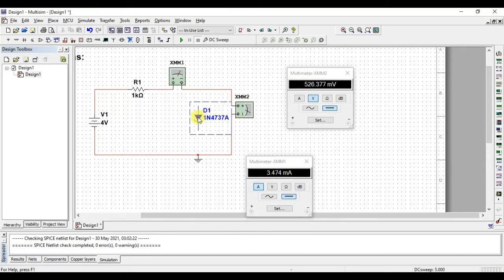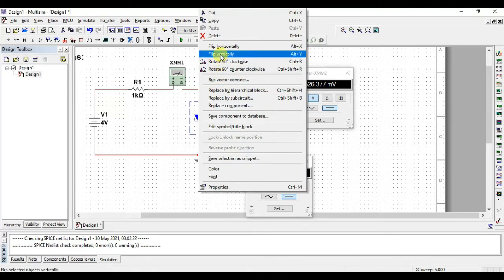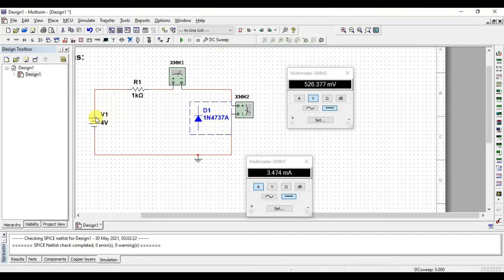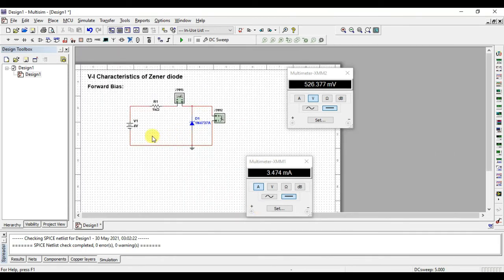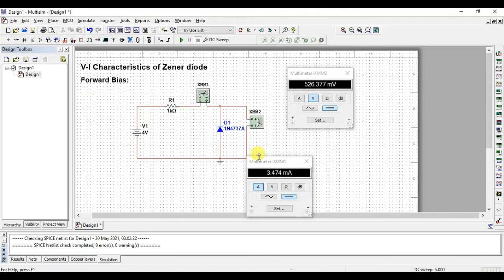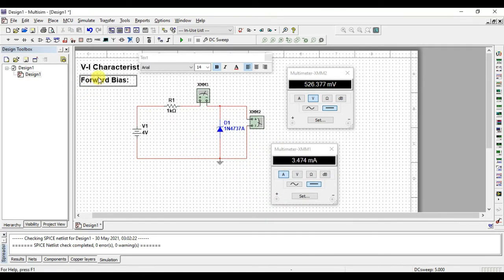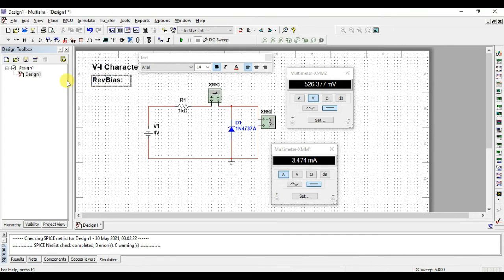For this we have to flip this Zener diode vertically, so that the positive terminal of the battery will go to the negative terminal of the diode, and the negative terminal of the battery will go to the positive terminal of the Zener diode. So this is the reverse bias condition. You can rename it as reverse bias. Similarly, perform the DC sweep analysis for this one.